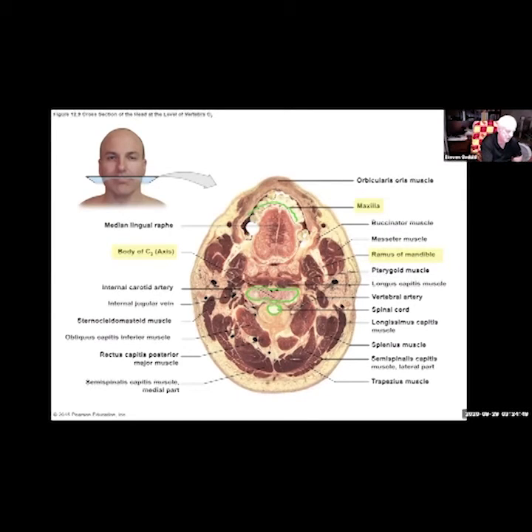And this is the ramus of the mandible. Remember, the mandible comes out like this, the body, the angle, and the ramus. The ramus is this part that's going up at an angle here. That's your ramus. That's what you're seeing right there.